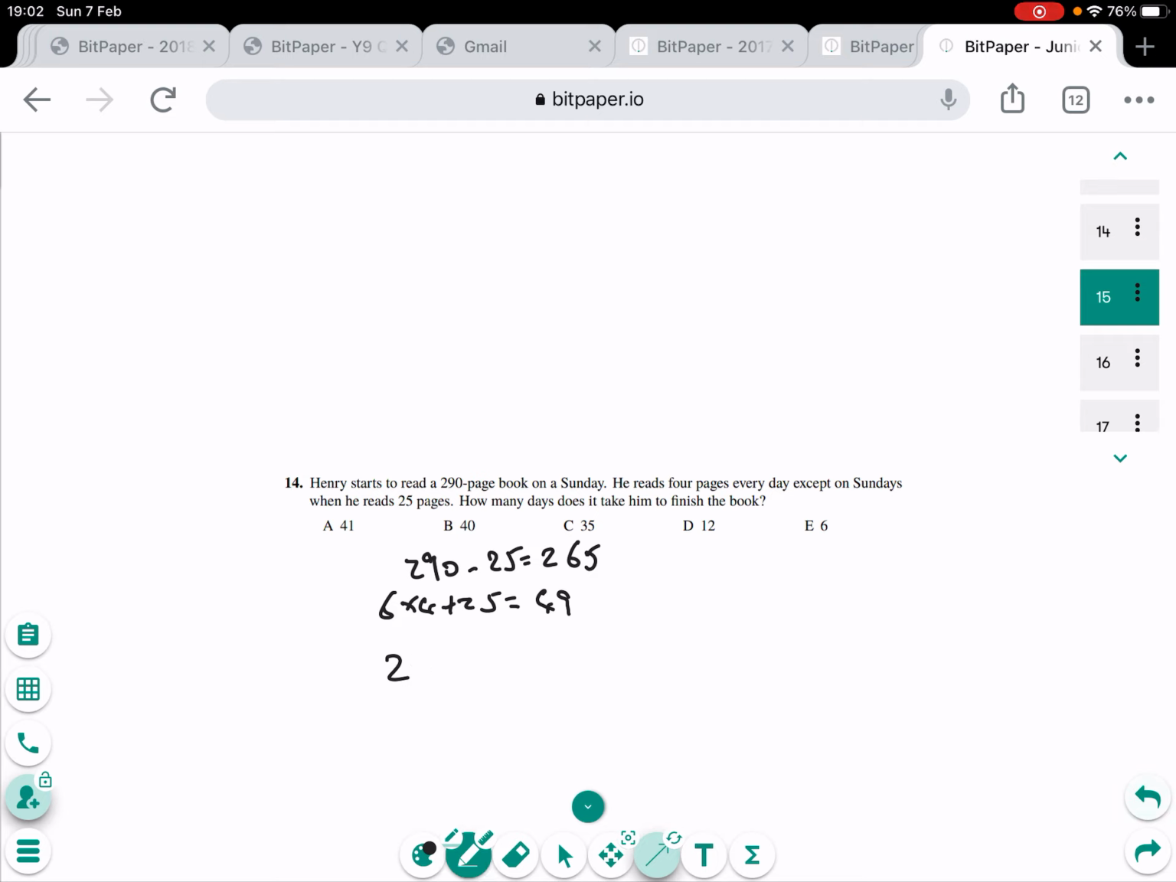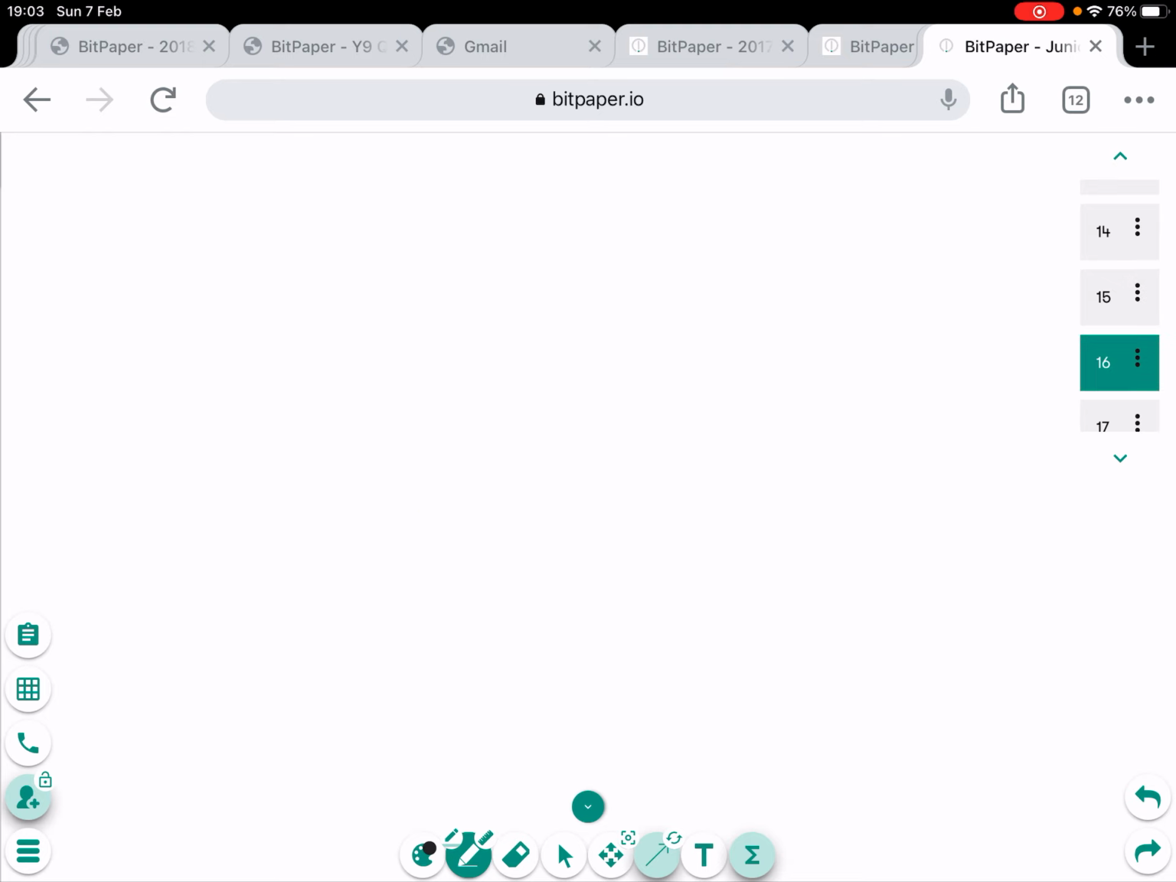So we try to fit as many weeks in 265 first. So 49 times, let's say, 5 equals 245. So there's 20 left. So 4 pages every day, so 5 days, sorry. So 5 weeks, 5 times 7 is 35, plus 5 equals 40 days. So the answer to question 14 is B.